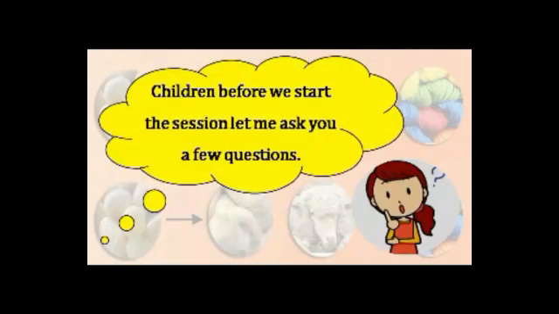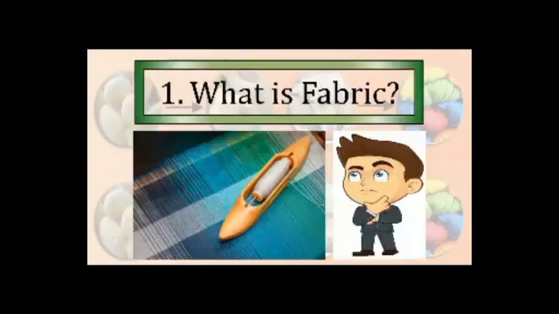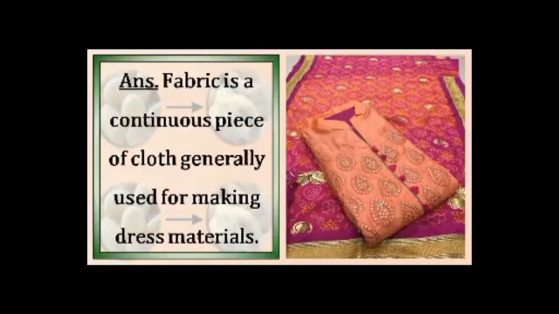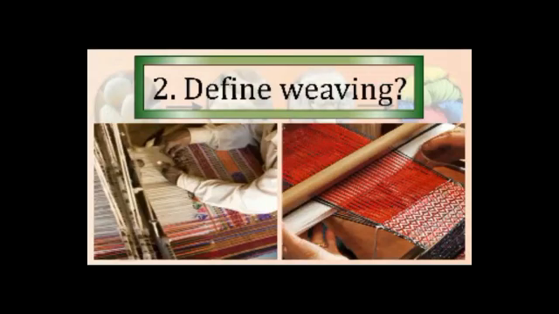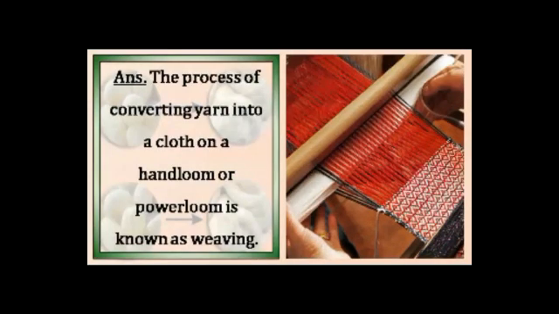Children, before we start the session, let me ask you a few questions. First question: what is a fabric? Yes, you are right. Fabric is a continuous piece of cloth generally used for making dress materials. Second question: define weaving. The process of converting yarn into cloth on a hand loom or power loom is known as weaving.